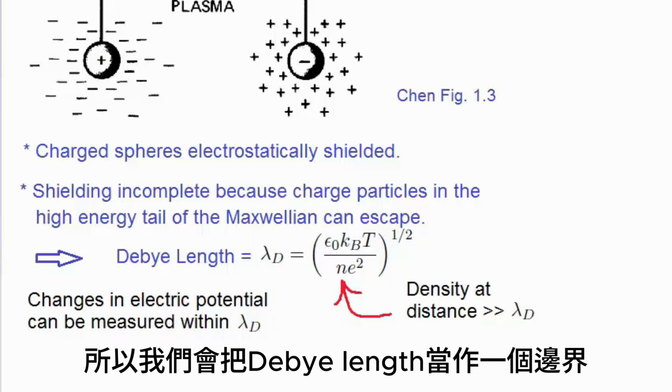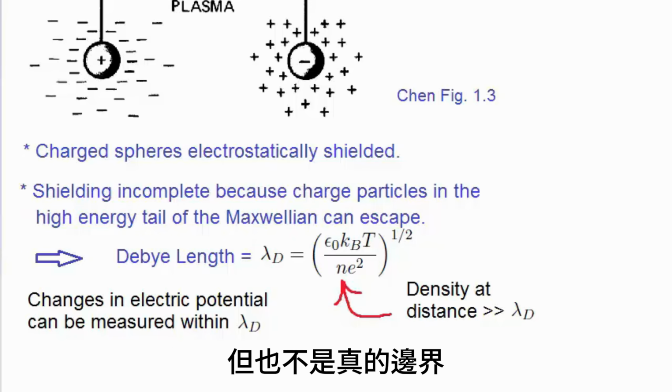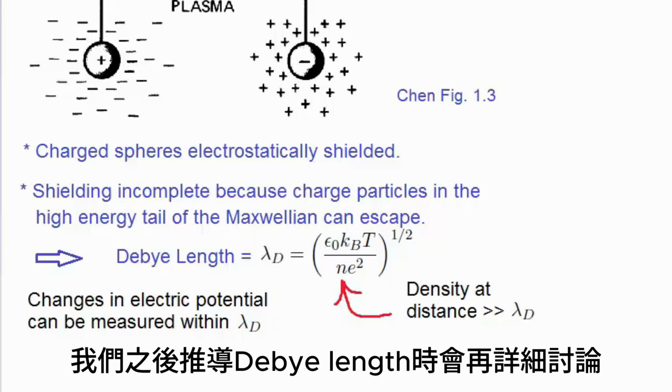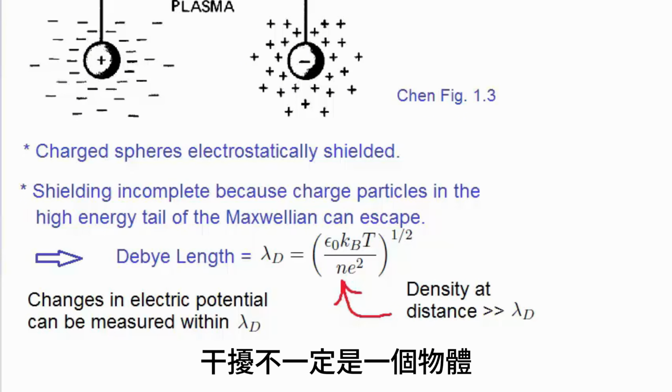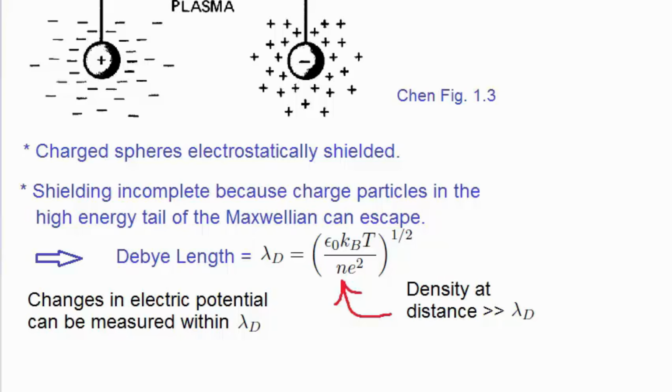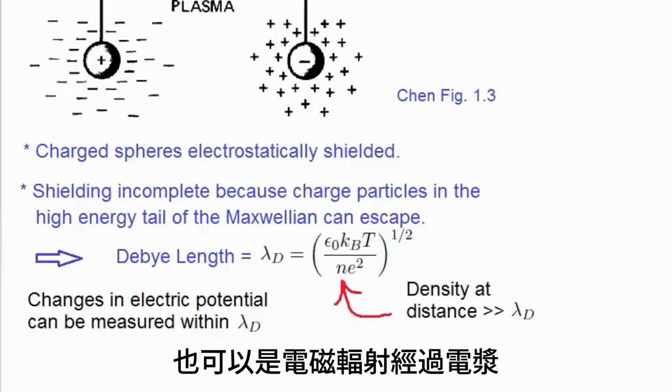Quite often we do treat this Debye length as a kind of boundary, but it's not really a boundary, as we will show in later lectures when we derive the Debye length. It's important to note that there is nothing special about the introduction of metal spheres. They basically represent an electrostatic perturbation of the plasma. The perturbation doesn't have to be from a physical object, although it can be. It can be, say, from electromagnetic radiation passing through the plasma.